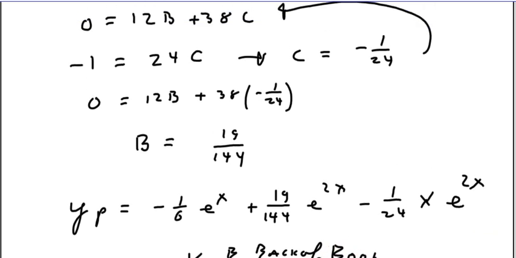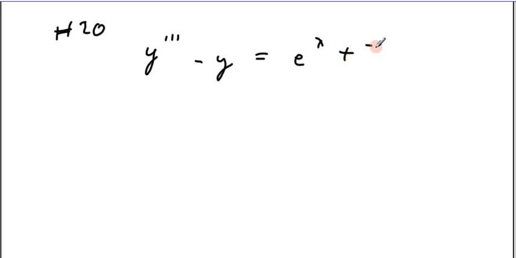Okay, well that was particularly lucky that we didn't make a mistake during that one, because it has happened. Number 20. So we're still doing the same type of thing. y triple prime minus y is equal to e to the x plus 7.